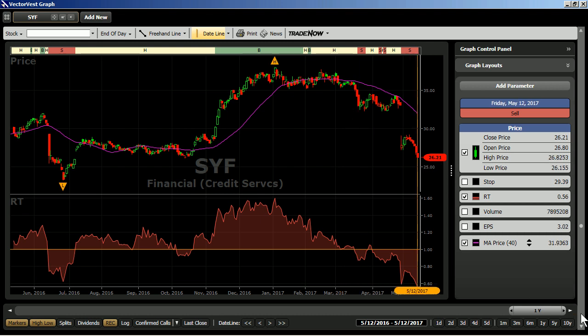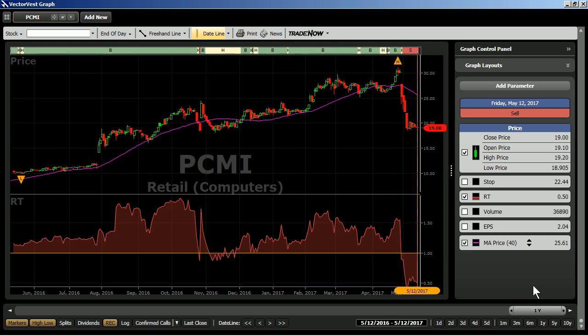And we'll look at one more. Last stock on the list was PCMI, Retail Computer Company. Great stock for a long time here. Higher highs and higher lows. Just recently broke down. Unfortunately, there's not much you can do when a stock gaps as much as it did.